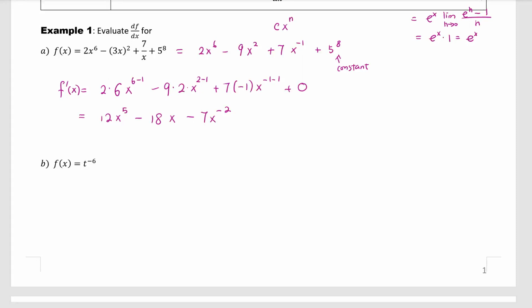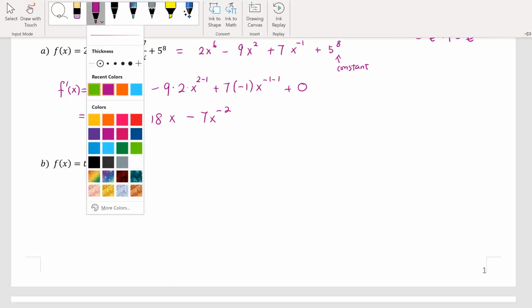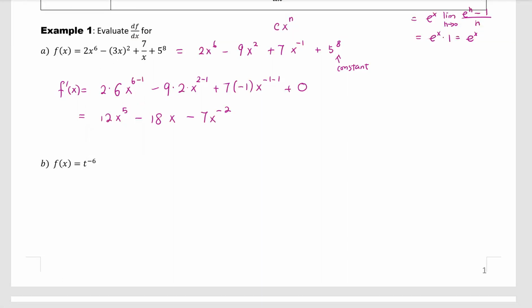Let's continue. Part B. What is the derivative of t to the minus 6? Let me ask you, is that equal to minus 6 t to the negative 7? No. Be careful here. Our variable is x, not t. So if you give me a t, it's just like a constant. So in this case, the derivative is 0. Okay? This part is a little bit tricky, so you need to read the problem carefully.